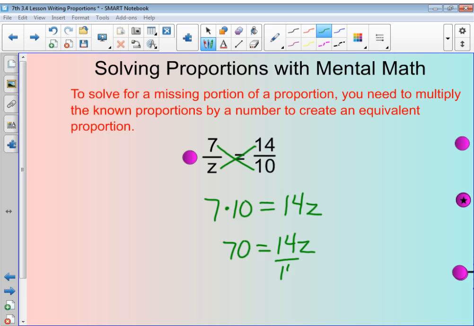So we'll divide by 14. So 70 divided by 14 is going to give me 5. So I just found out that Z equals 5. Okay, and I understand using this on the calculator, all of these steps, you're like, oh, that's extra steps. Do I really have to do that? We're going to practice it.